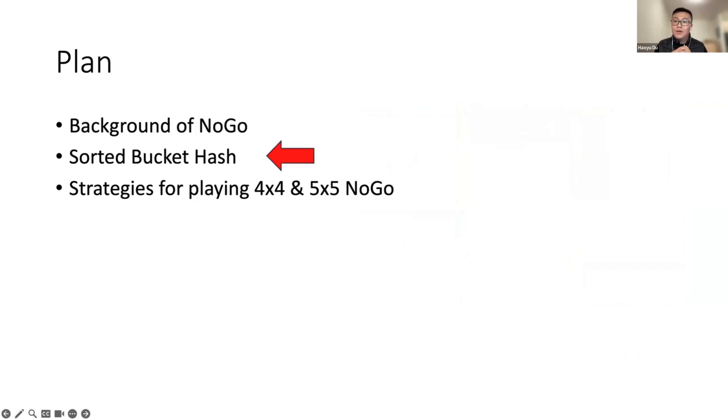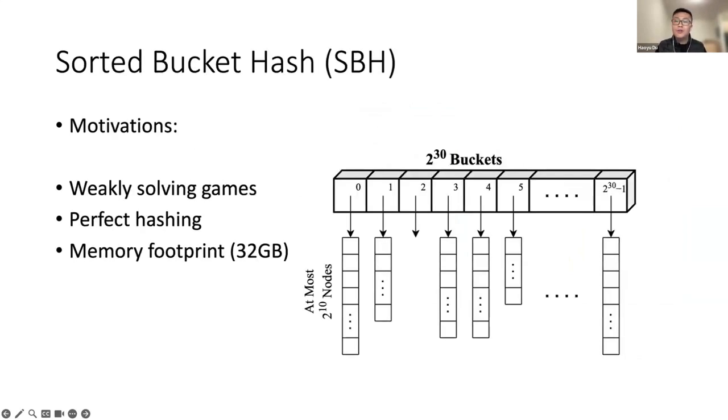Next, I will talk about the sorted bucket hash, our new hashing scheme. First, I would like to talk about some motivations for this new hashing scheme. For weakly solving games, we need to preserve a winning strategy in the memory. And by the time the search completes, the winning strategy may preferably reside in the memory so we can extract it. If we use perfect hashing, then we don't need to worry about any hash collisions, which means that we can trust whatever we have stored inside the memory.